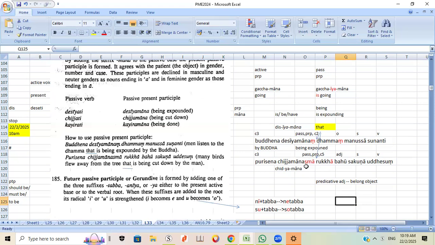So in this case, we will also use the word "that is", because this word is a present passive, so being cut down by the man. So the agent is in case 3. Case 3 is always in front, because this is to indicate that this is a passive form. Is it clear to you?